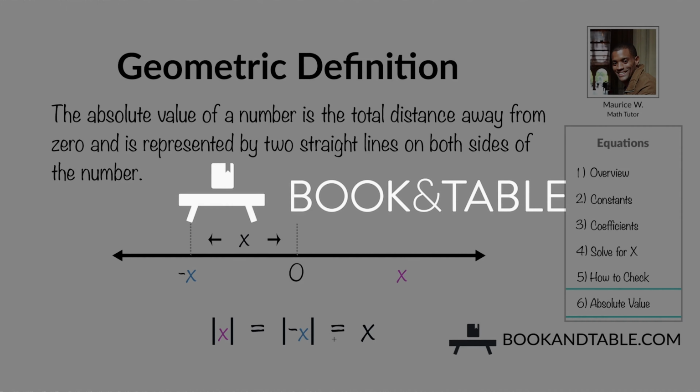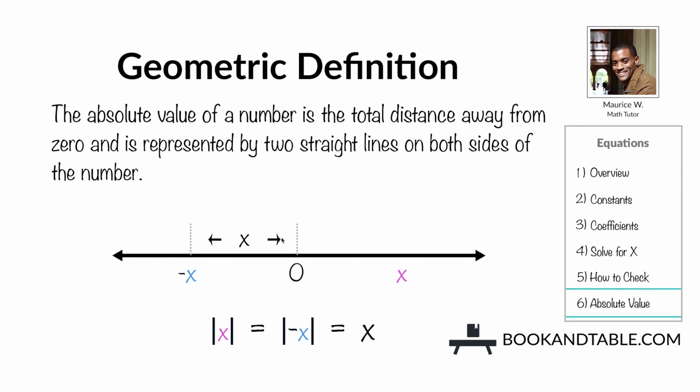Absolute values. We'll first take a look at the geometric definition of the absolute value, which is the distance from 0 on the number line that the term, number, or variable inside the absolute value sign is. So the absolute value of a number is the total distance away from 0 that the number is, and is represented by two straight lines on both sides of the number.